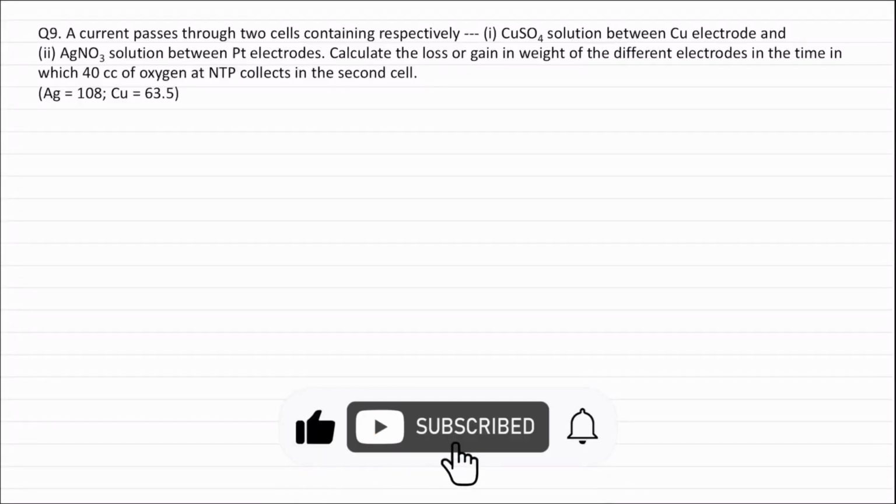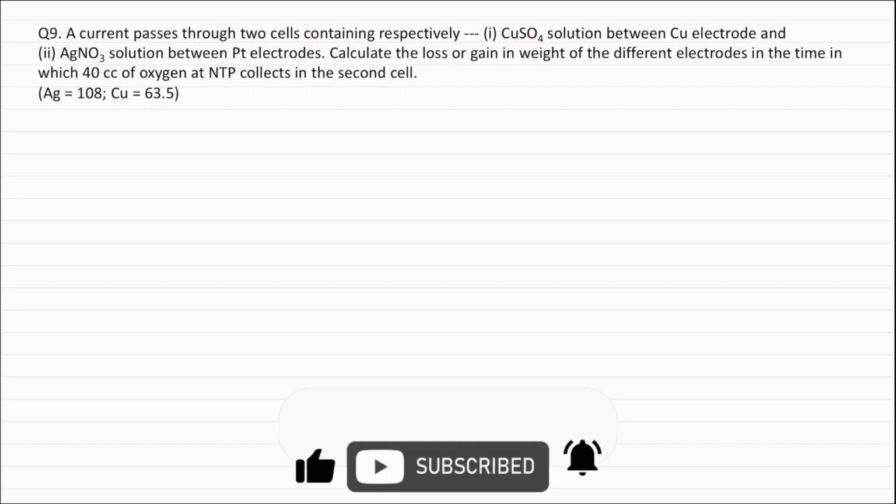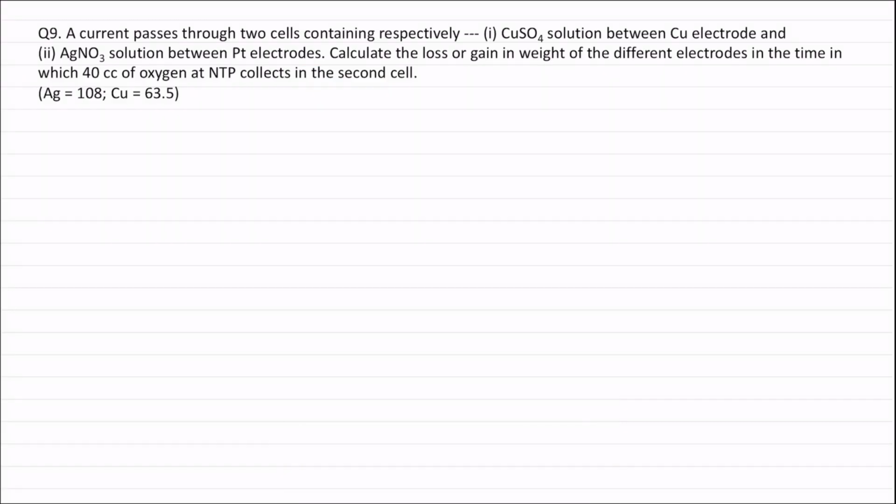Question 9. A current passes through two cells containing respectively first copper sulfate solution between copper electrode and second silver nitrate solution between platinum electrodes. Calculate the loss or gain in weight of the different electrodes in the time in which 40 cm³ of oxygen at NTP collects in the second cell. Atomic weight of silver is given as 108 and atomic weight of copper is given as 63.5.